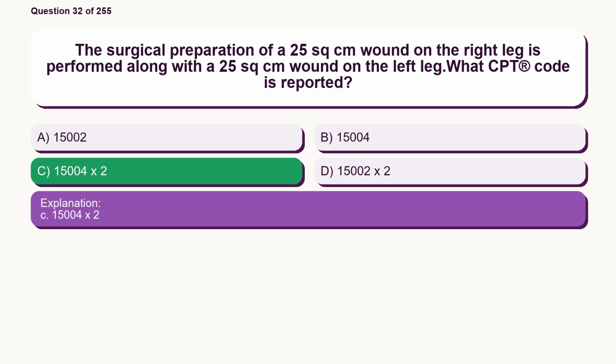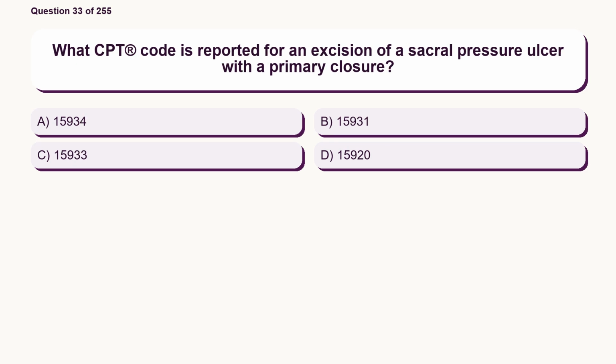Question 33. What CPT code is reported for an excision of a sacral pressure ulcer with a primary closure? Option A, 15934. Option B, 15931. Option C, 15933. Option D, 15920. The correct answer is option B, 15931. B, 15931.